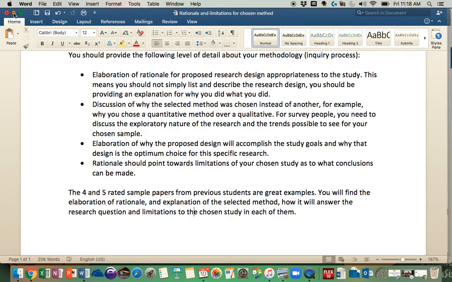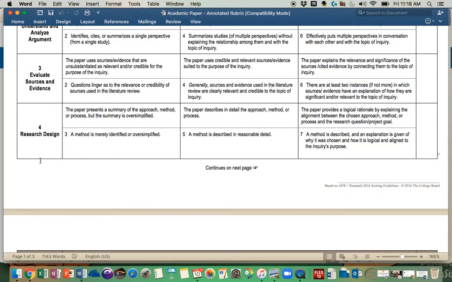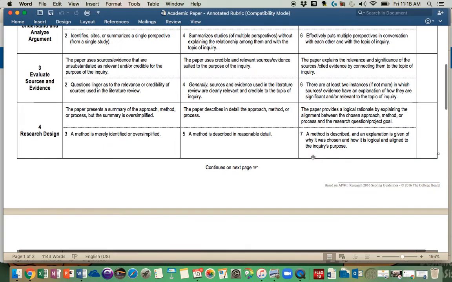Okay. So that brings us back to the rubric, and that should help you with this section. We're shooting for this. We're going for the high. There's no reason that you can't do it. Okay, so that's for row 4.